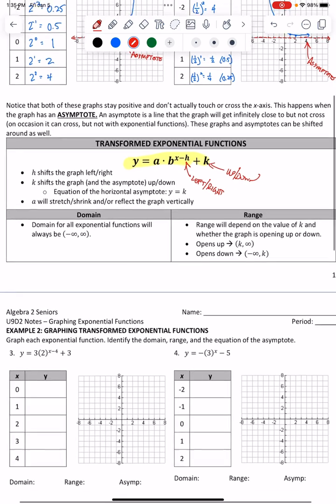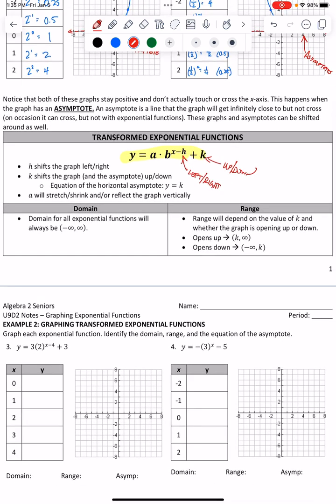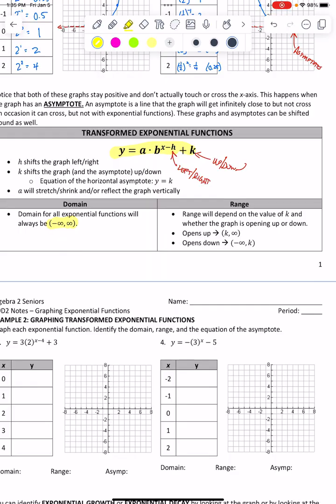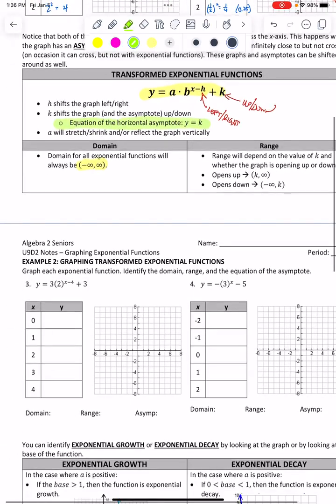But when we talk about domain and range of these things, the domain of these exponential functions is always going to be -infinity to infinity. You can put whatever x value you want on these things with no problem. The range is going to depend on the value of k, so if it's been shifted up or down, and then which direction it opens. So if it opens up, it opens down. That's going to change our range a bit, okay? But one of the important things in here is the equation of that horizontal asymptote is y equals k. So k also determines where our horizontal asymptote is going to be.